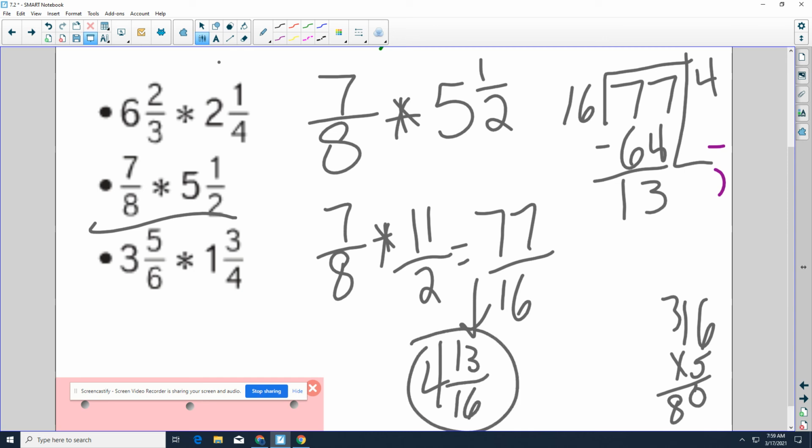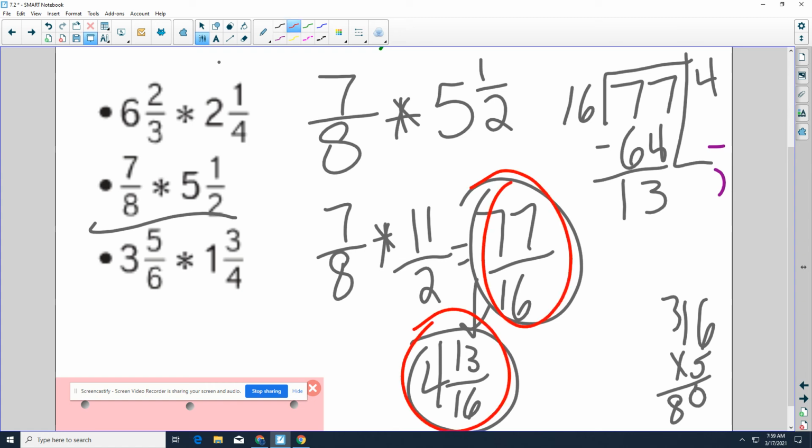So either answer is correct, 77/16. But we really want to convert it to a mixed number there. And we simply do that by dividing. Okay.